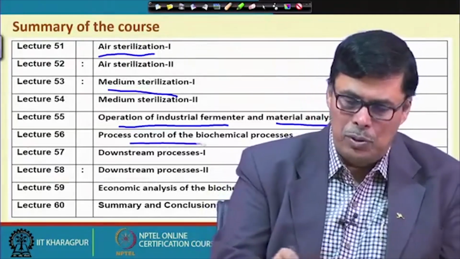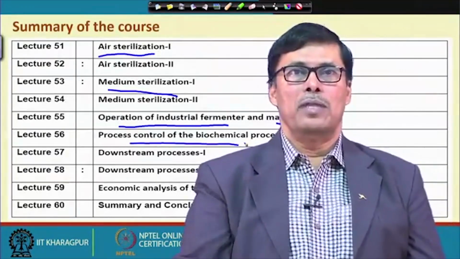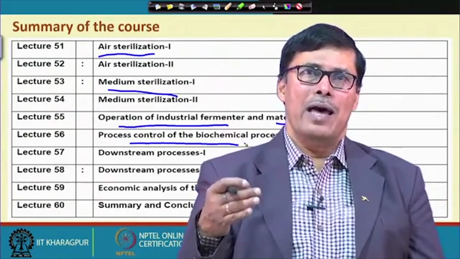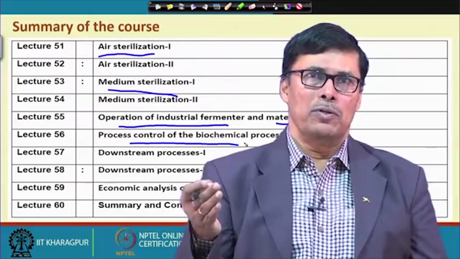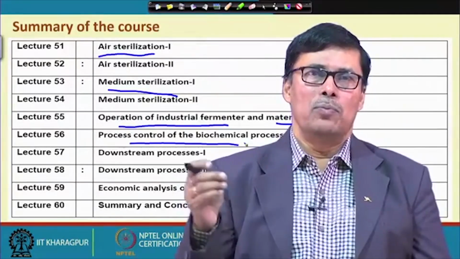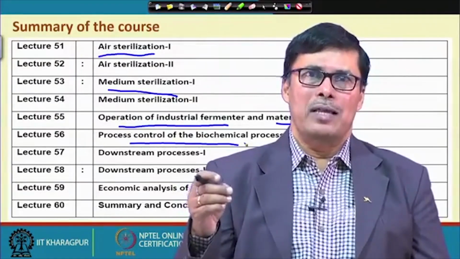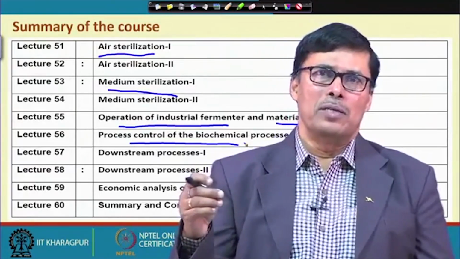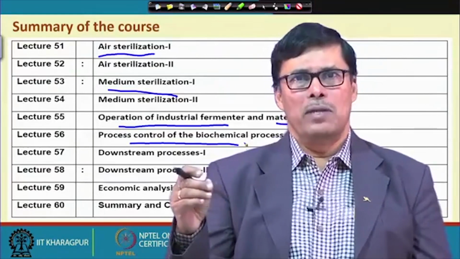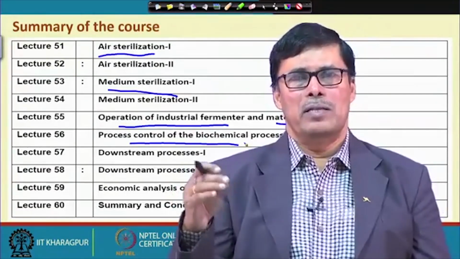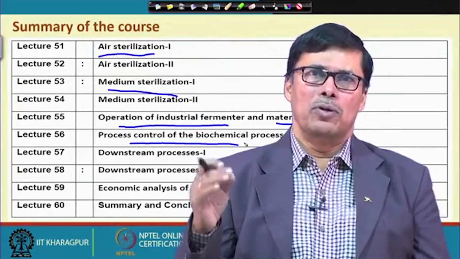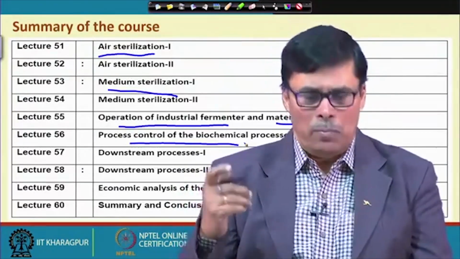Then process control. We know that we slowly step into the automation of the process, and as we switch over to automation, we put in a lot of control devices, and there are different control devices. In the biochemical process, a couple of controls play a very important role, as for example pH, temperature, agitation speed, and foam control. All these controls play a very important role.